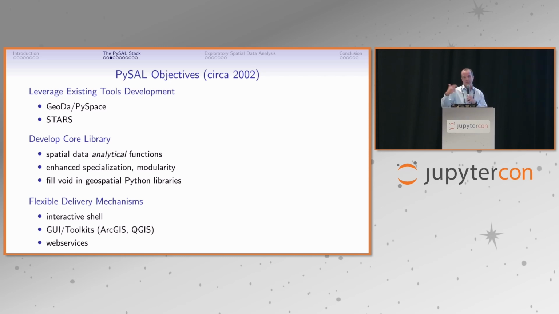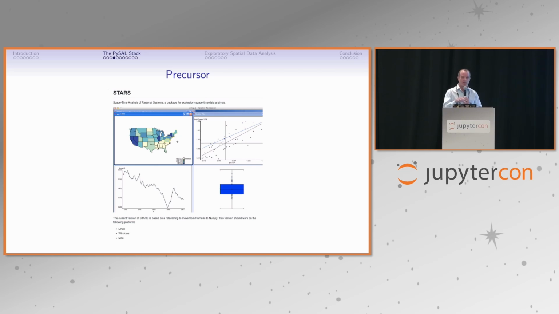And the goal was to build a library that others could use in a variety of mechanisms, be it at the shell, which is the typical work case for a scientist, or build toolkits for, in our case, ArcGIS and QGIS, or web services. So this is where it began for me.